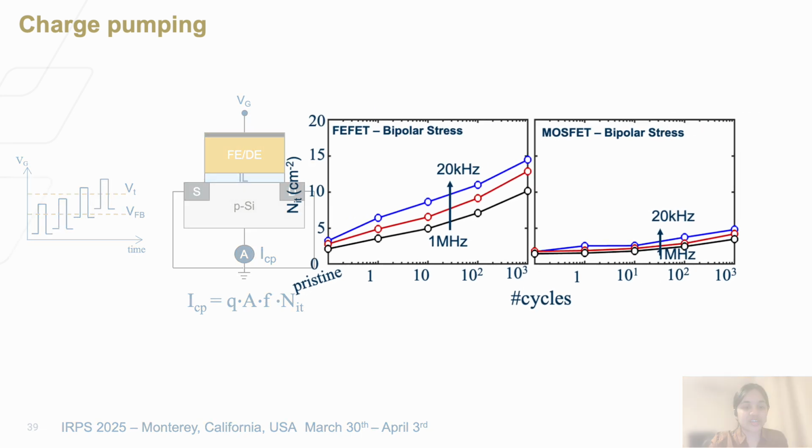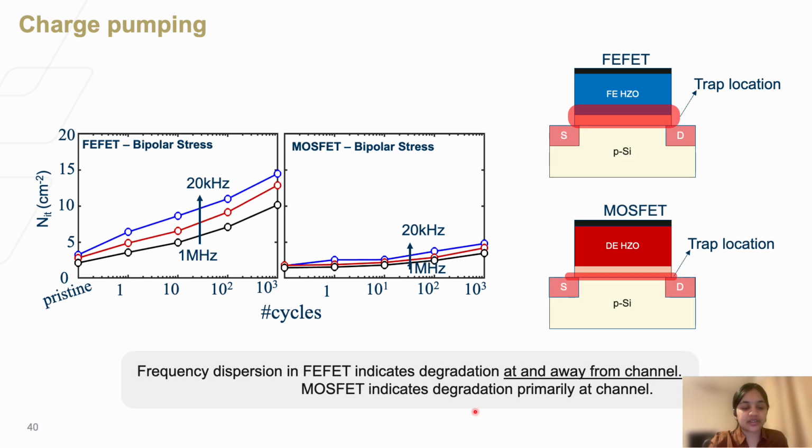So that's what is represented here. The frequency dispersion in the FeFET indicates that there is degradation near and away from the channel, but in the MOSFET case, the degradation is primarily occurring at the channel. So the difference between the two is that there is polarization switching occurring in the FeFET case, and that's likely leading to a more dispersed trap generation.